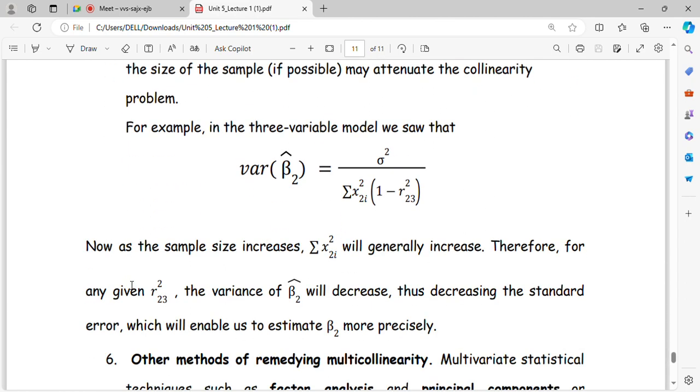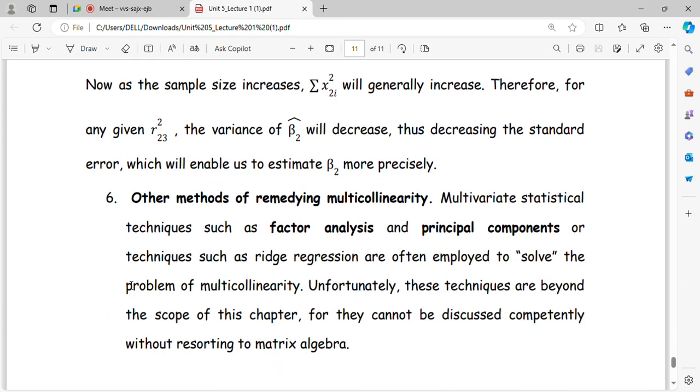For example, in the three variable model, as we know, variance of beta 2 hat equals sigma square by summation x2i square times 1 minus r square 2 3. If we increase the sample size, summation of x2i square will generally increase. Therefore, for any given r square 2 3, the variance of beta 2 hat will decrease, thus decreasing the standard error, which will enable us to estimate beta 2 more precisely.